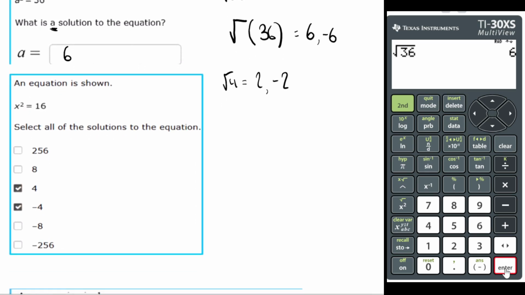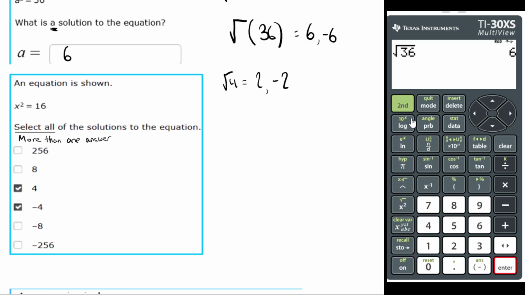Question 2, an equation is shown. X squared equals 16. Select all of the solutions to the equation. Select all. We've talked about this in other videos. But select all means there's more than likely more than one answer. To the point where if I was a gambling man, I would say that there is more than one answer. In this case, it's already checked off for you what those two answers are.